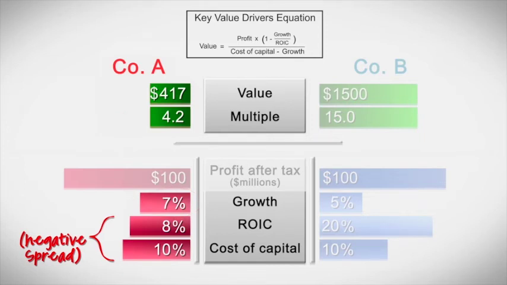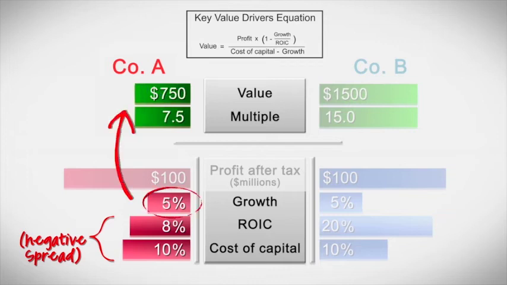So what are you going to do if you're the CEO of business A? Watch what happens as the growth slows. If we go back to 5%, this is where we started. Now let's look at 4%. Now let's look at 3%. Now let's look at 2%. Now let's look at negative 2%. The more you shrink, the more value you create.